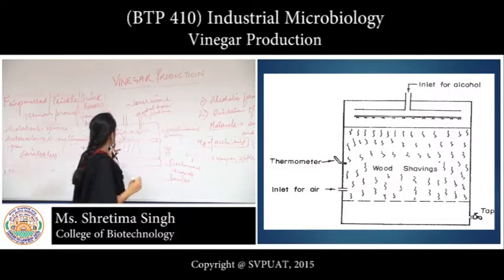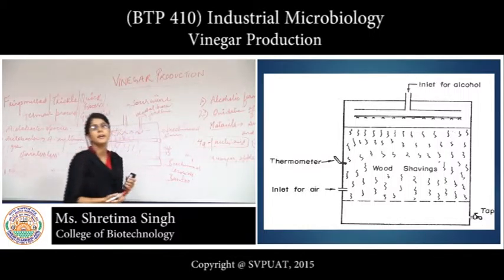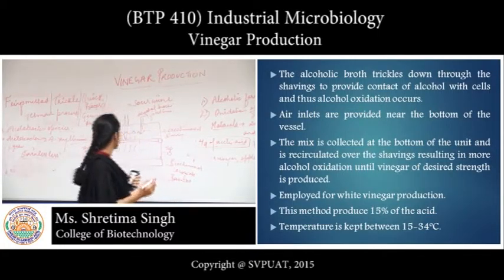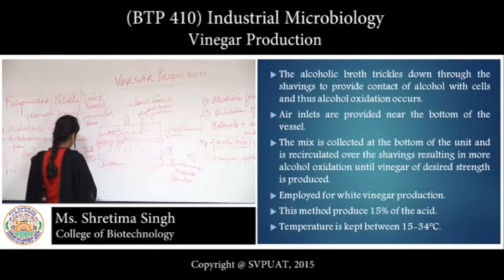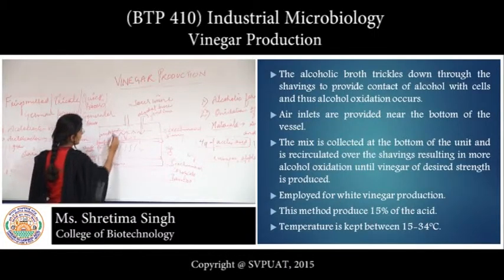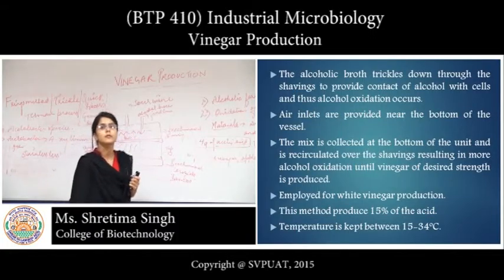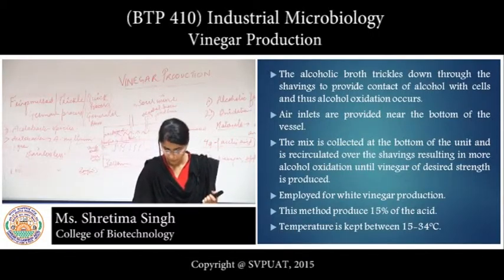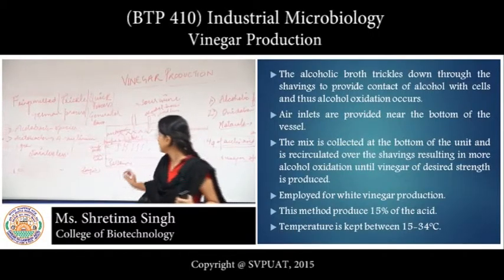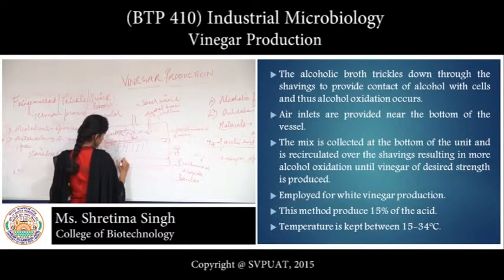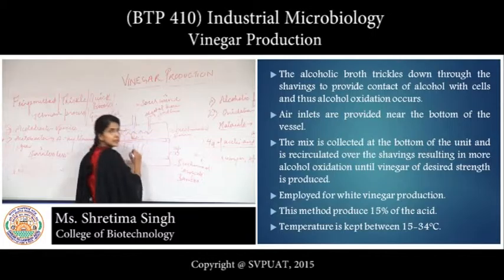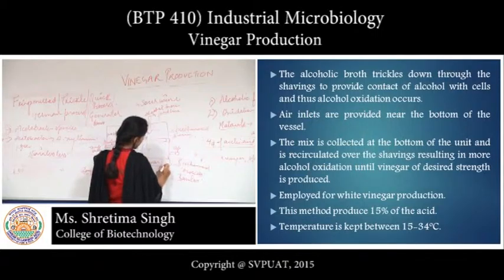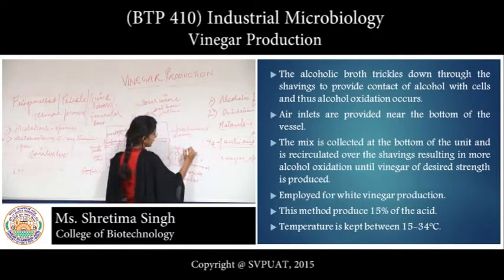And as the alcohol trickled down the beechwood shavings, it used to get oxidized into acetic acid. And this alcoholic broth was recycled for many cycles for better production of the vinegar. And at the bottom, this is the collection chamber, where all the filtered vinegar used to get collected. And this is the tap outlet.